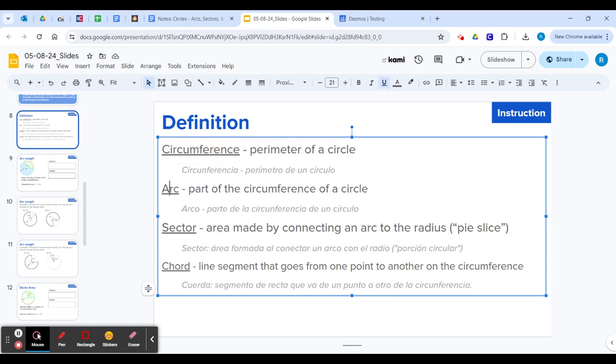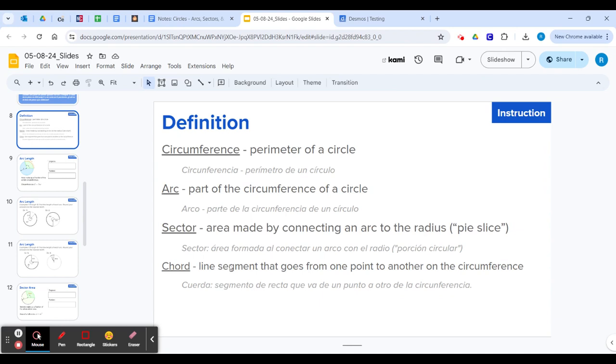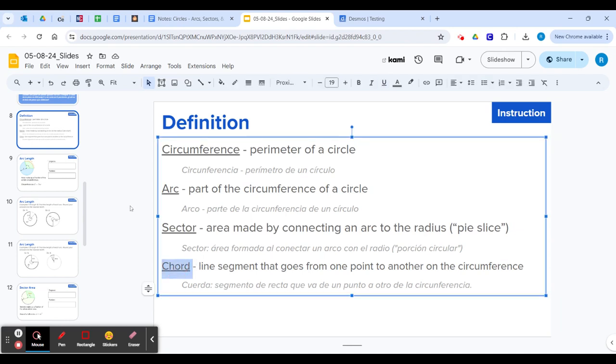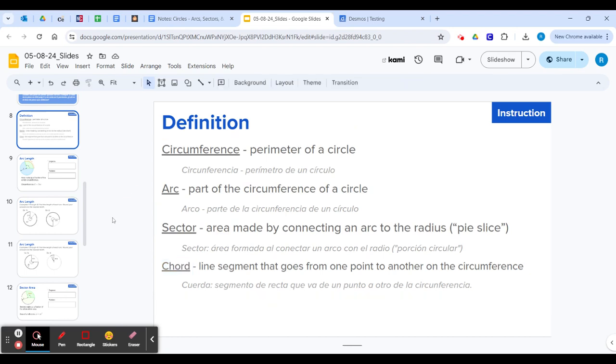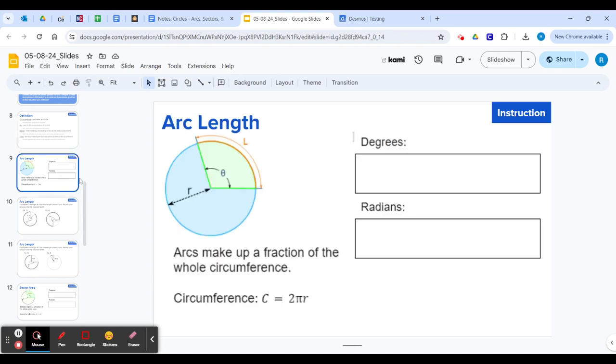If we have an arc, it's just going to be a portion of that. We'll see an image of that later in our notes. A sector is going to be the area made by connecting the arc to the radius. That's going to look like a pizza pie slice in our circle. And the last thing we're going to deal with is a chord. This is just going to be a line segment that connects the circumference. So it starts on the circumference, ends on the circumference. It does not need to be the radius or diameter.